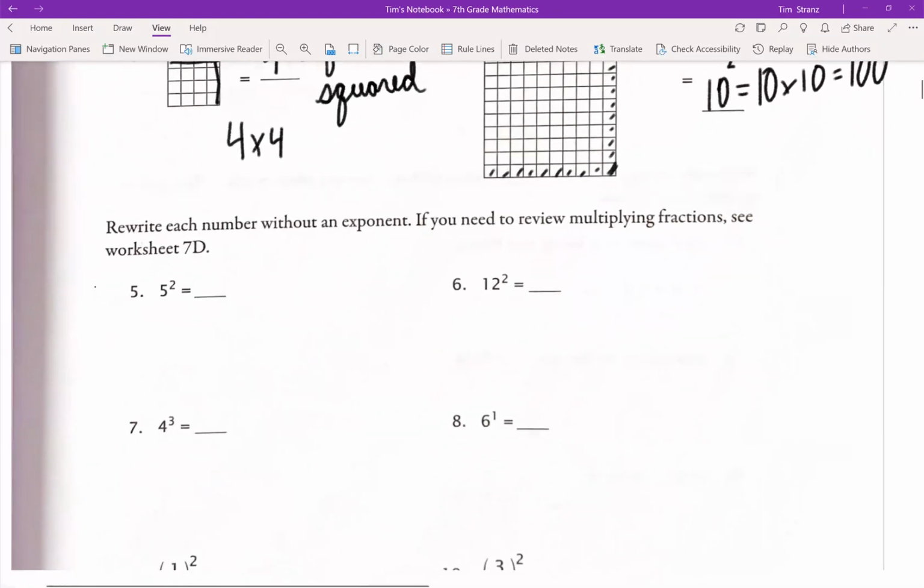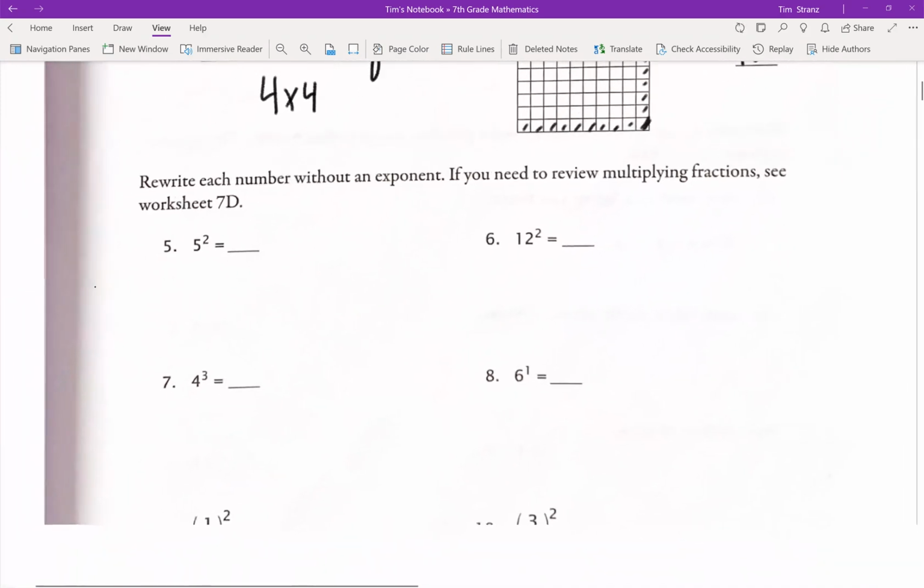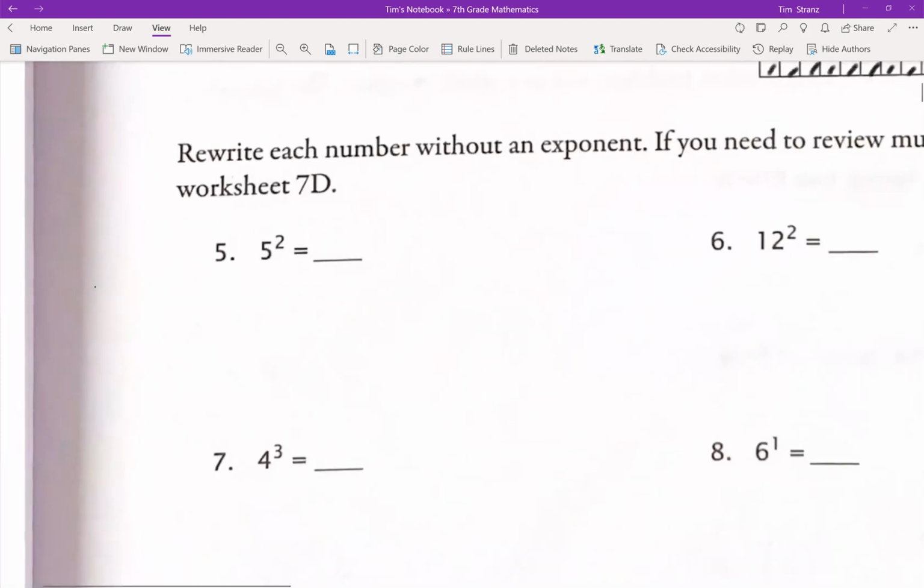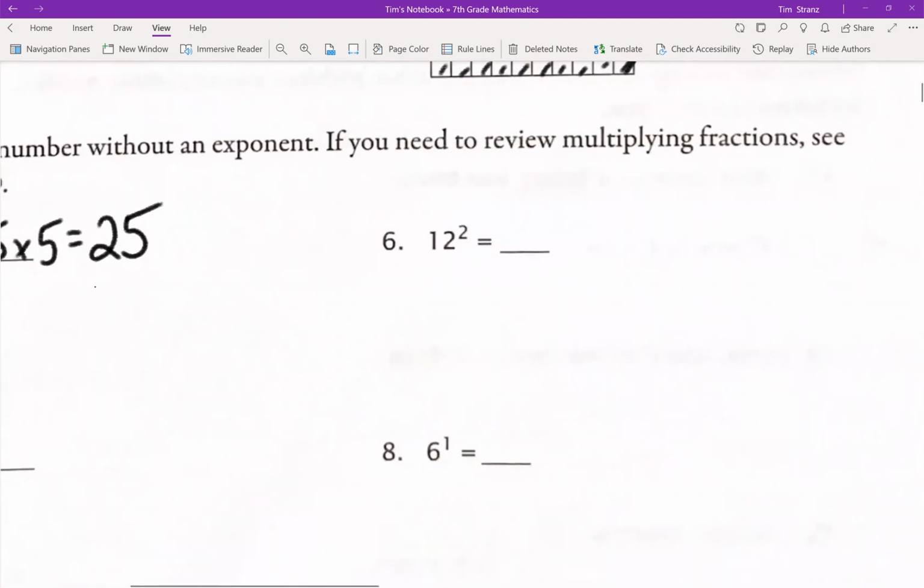Okay, let's look at the next section. Rewrite each number without an exponent. If you need to review multiplying fractions, see worksheet 7D. So number 5, we have 5 squared. That means that's going to be 5 times 5, and 5 times 5 we know is 25. Okay, number 6, we have 12 squared, so 12 times 12, which is 144.